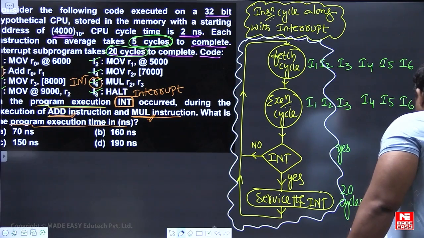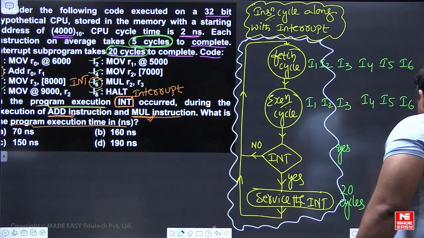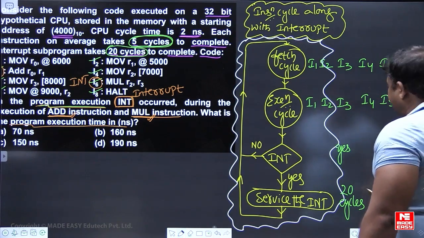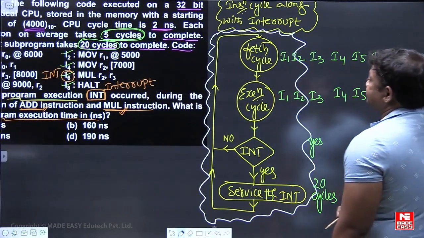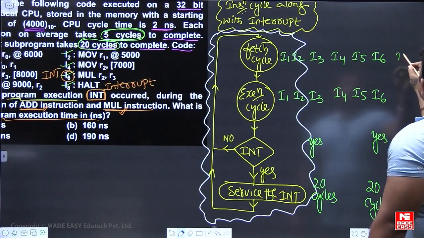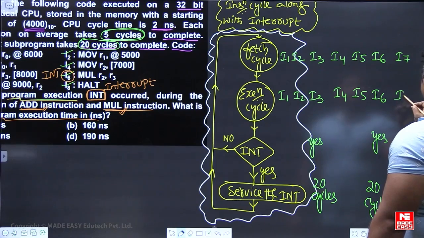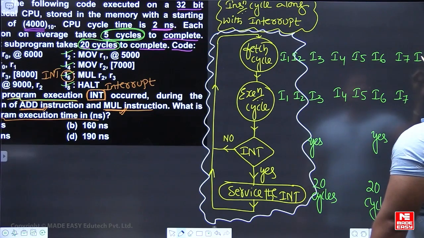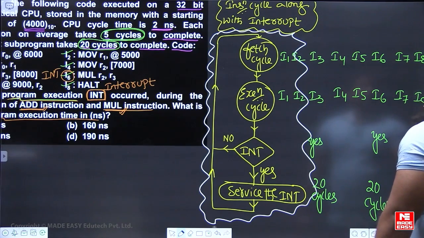When interrupt present, servicing required. So 20 cycles required to service. Okay. Alright. Next. I7 fetching, I7 executing. No interrupt. I8 fetching, I8 executing. No interrupt.